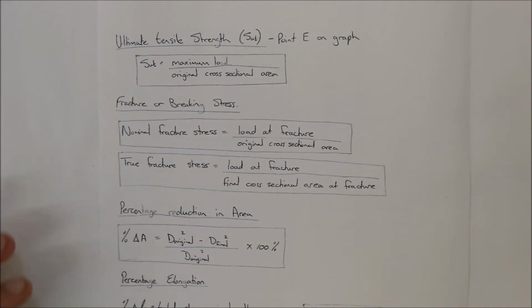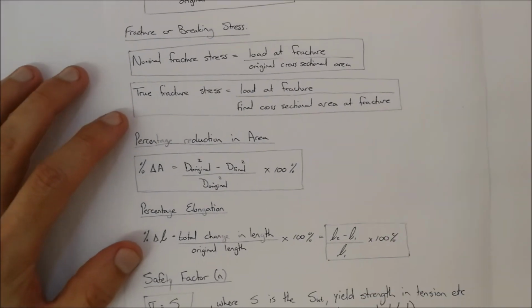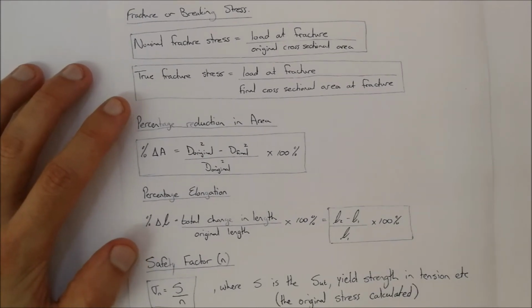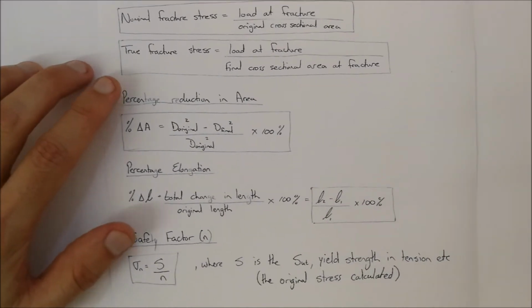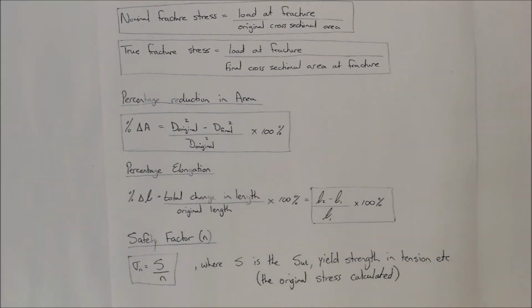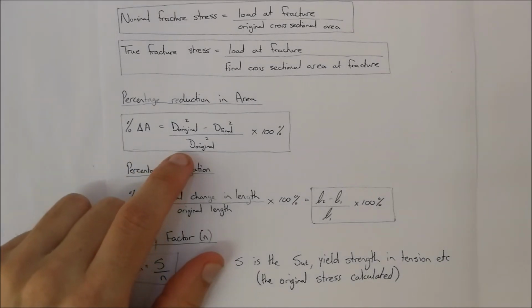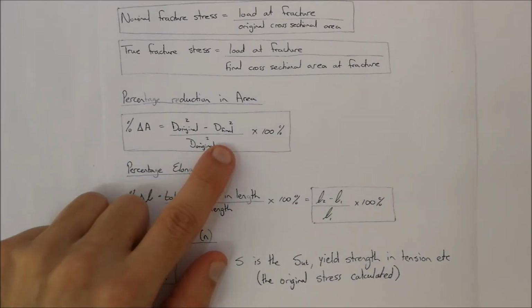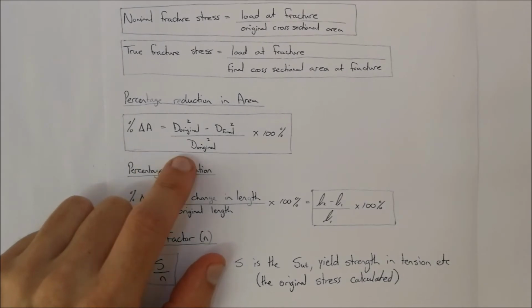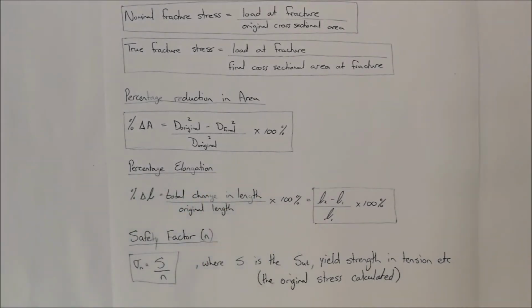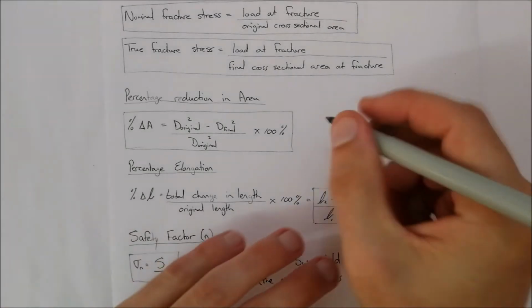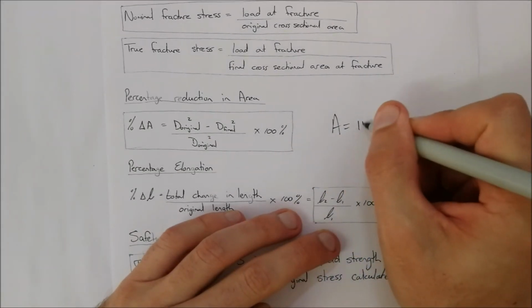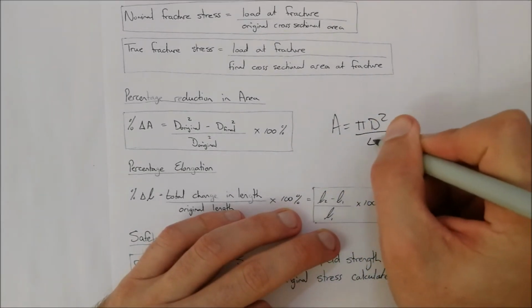The next section we're going to be looking at is the percentage reduction in area. This could be quite a straightforward formula. Essentially, you take the original diameter squared, subtract the final diameter squared, divide by the original diameter squared, and then multiply everything by 100 to get a percentage value.